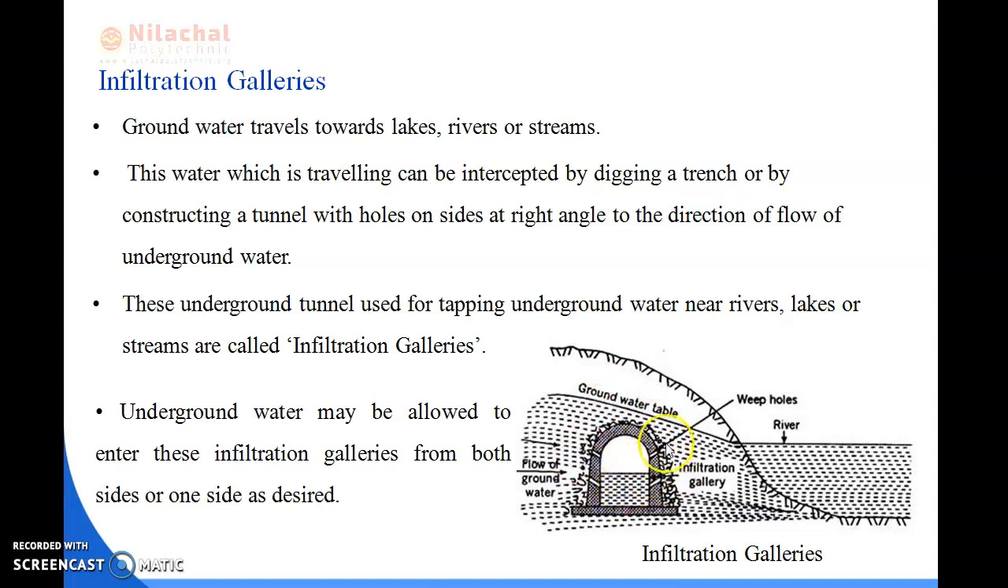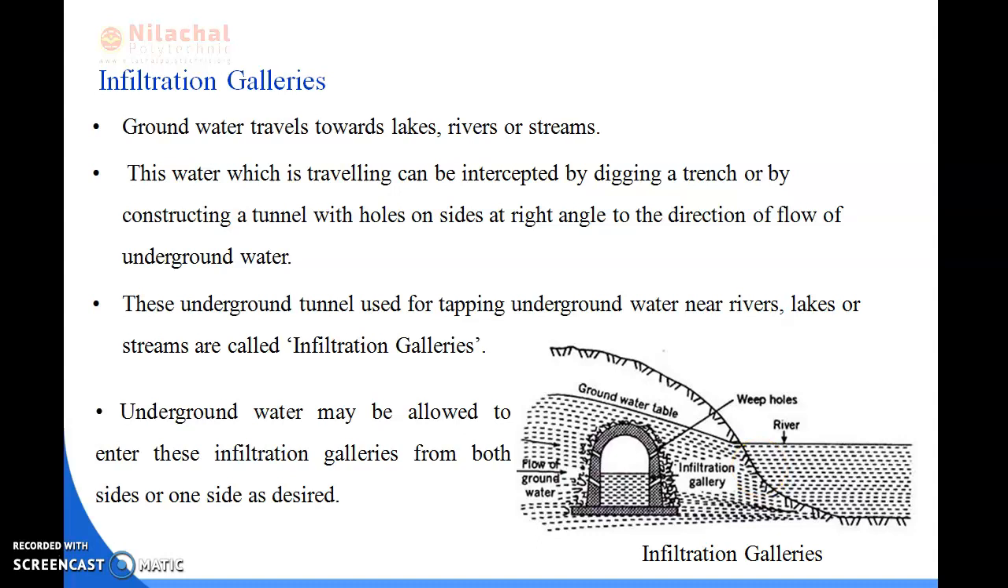Underground water may be allowed to enter these infiltration galleries from both sides or one side, as desired. If we send the water with sand, clay or mud, the sand, clay or mud will separate and the water would get inside the infiltration gallery.